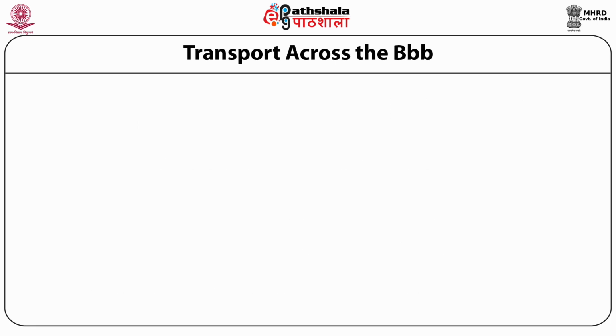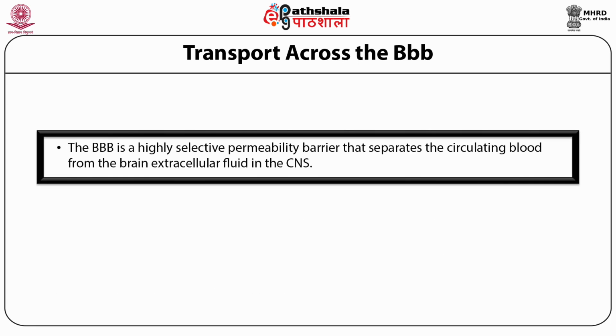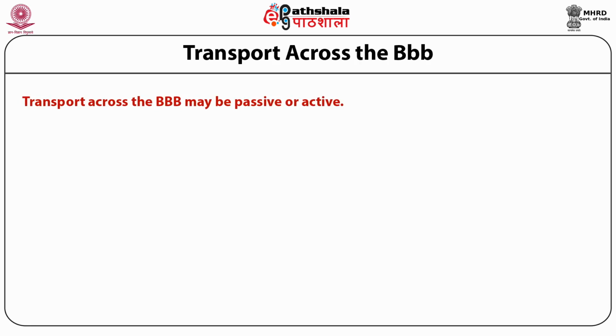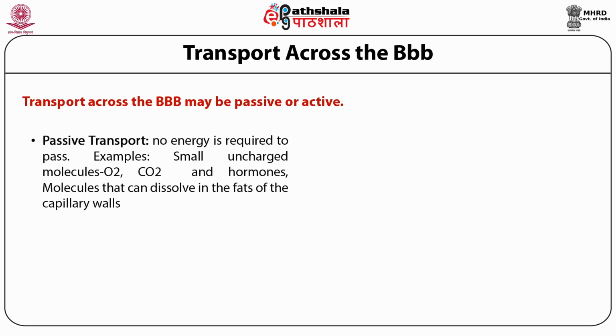Transport across the blood-brain barrier. The blood-brain barrier is a highly selective permeability barrier that separates the circulating blood from the brain extracellular fluid in the CNS. The blood-brain barrier has a number of highly selective mechanisms for transport of nutrients into the brain. Transport across the blood-brain barrier may be passive or active. In passive transport, no energy is required to pass.